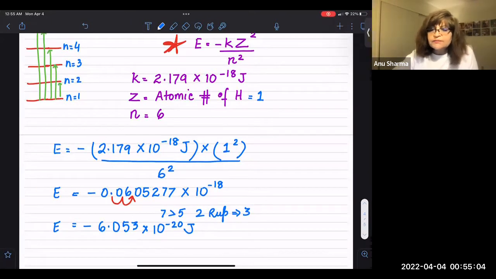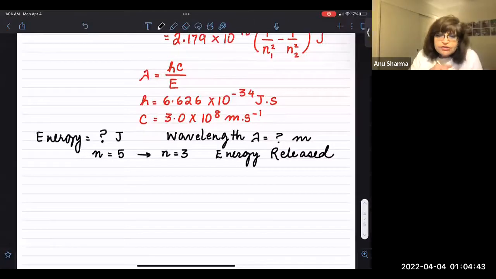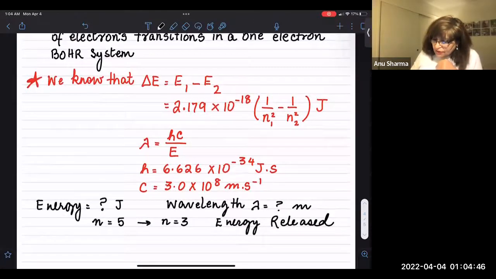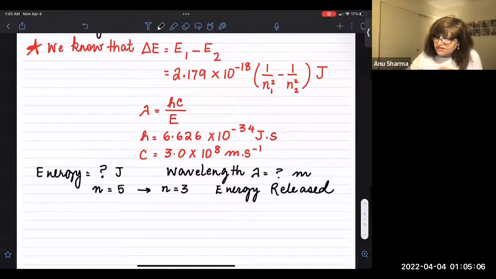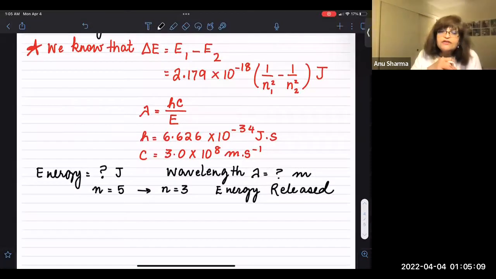Let's look at the next question. In this question, we are looking at the energy and the wavelength of the electron in transition in a one electron system, that is a Bohr system. Here we are trying to find the energy when the electron moves from energy level 5 to energy level 3. In other words, energy is released in this case, and the wavelength and the energy we need to determine.